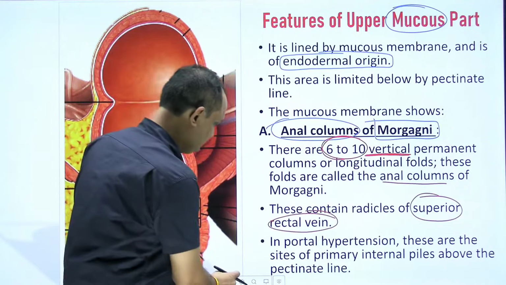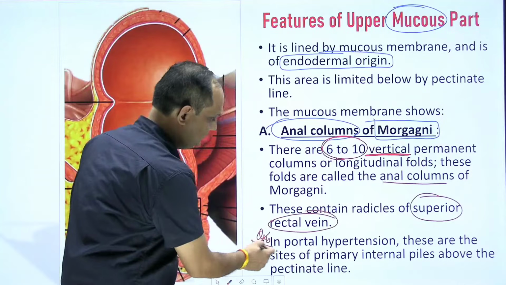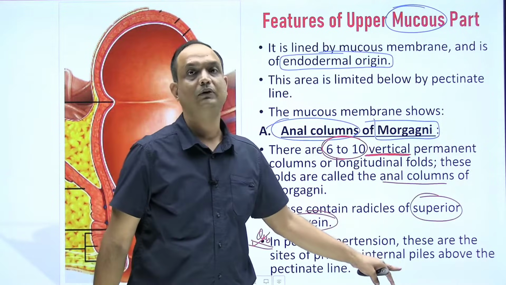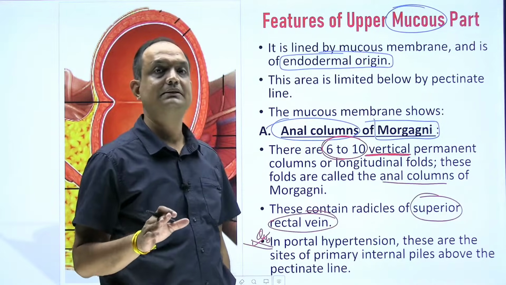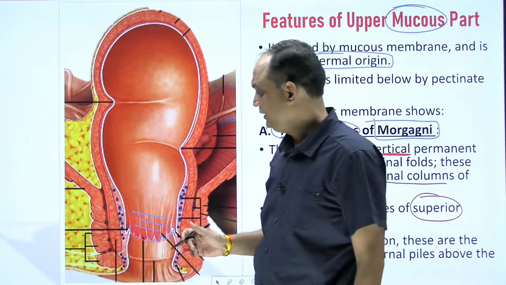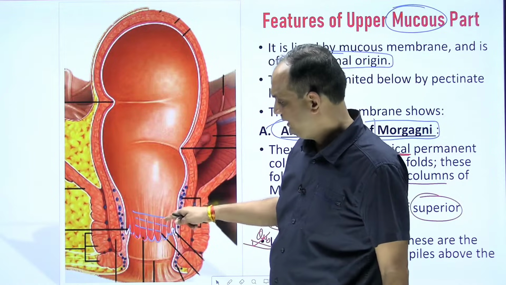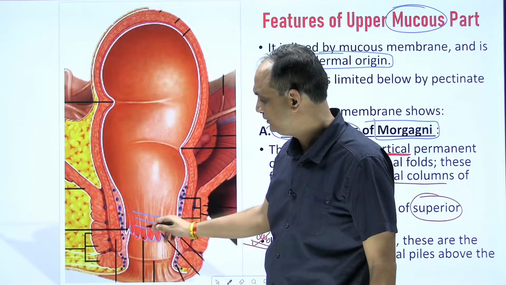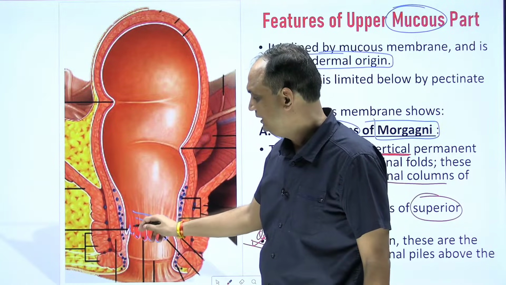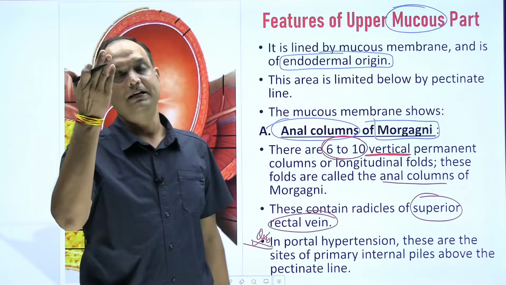Now this is important, and it is a very commonly asked question in exams: what are internal piles and what are external piles? You have to understand that internal piles are the dilatation or varicosities of the veins above the pectinate line, and these veins which dilate in these areas, or you can say in the columns of Morgagni, are going to form your piles which are highly placed in the anal canal.